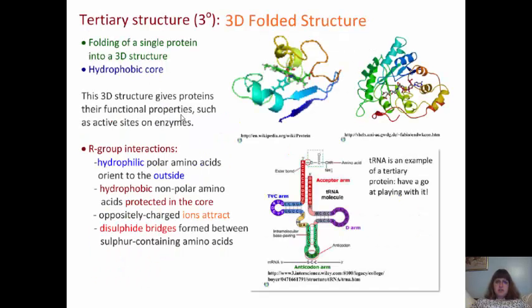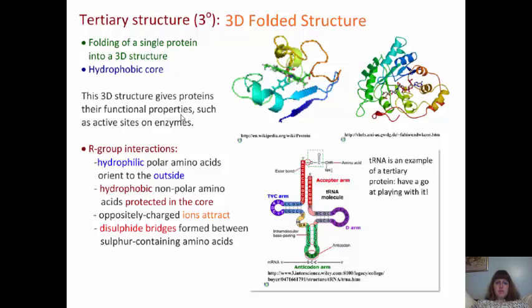All right, tertiary structure, that's when we get into the 3-dimensional folded structure. So this is making that hydrophobic core and having to do with the interactions of the proteins. This 3-dimensional structure is going to give our proteins their functional properties. It gives the specificity to the enzymes.